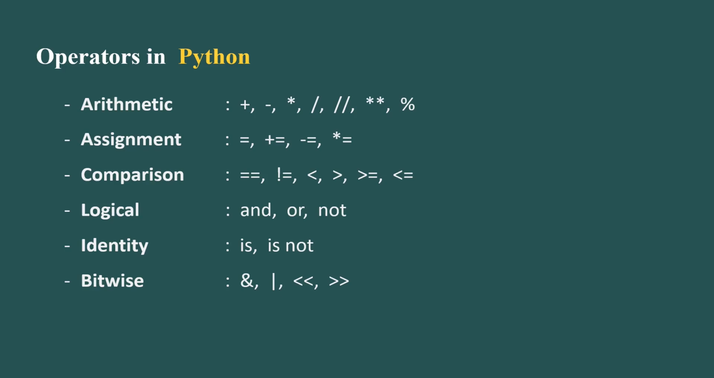Third is comparison operators. So it includes double equals to, then not equals to, less than, greater than equals to, less than equals to. Next is logical operators. So these are and, or, not, all in small letters. Then we have identity operators, which are is not. Then we have bitwise operators, and, or, then left shift, right shift, and we have many more operators.